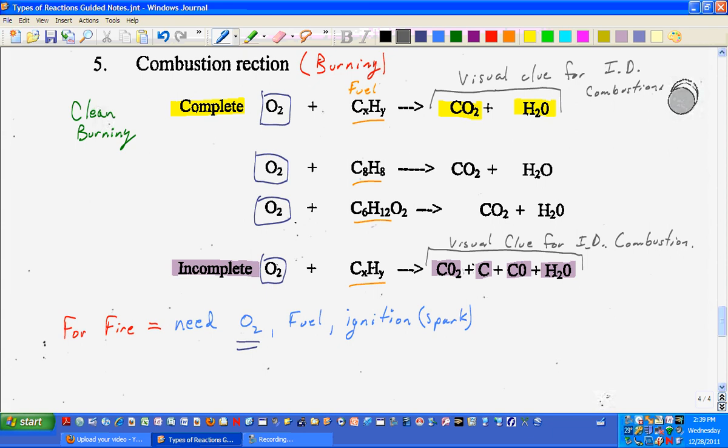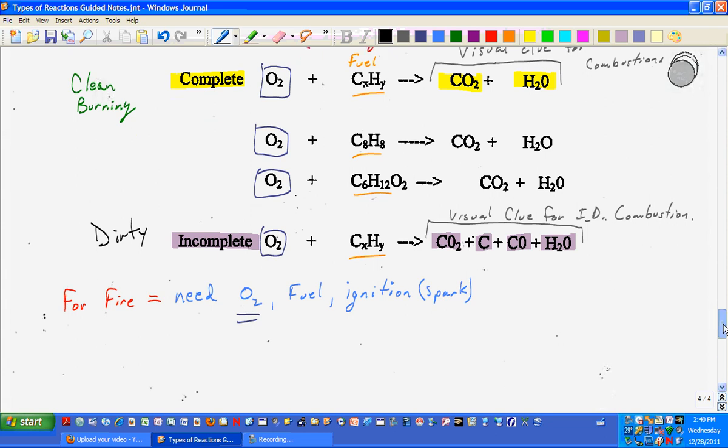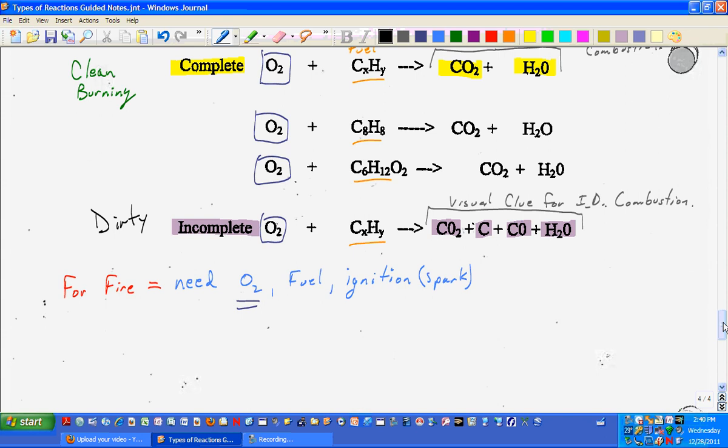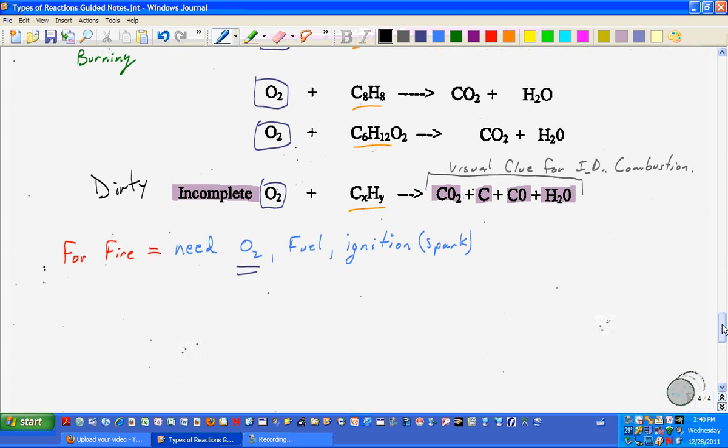The visual clue for identifying combustion is on the product side. It's always going to be the same products: carbon dioxide and water for complete or clean burning, carbon dioxide, water, plus carbon monoxide for incomplete or dirty burning. If you have to predict the products, you must be told what kind of combustion you have. You can't predict what's going to be made unless you know whether it's complete or incomplete combustion.